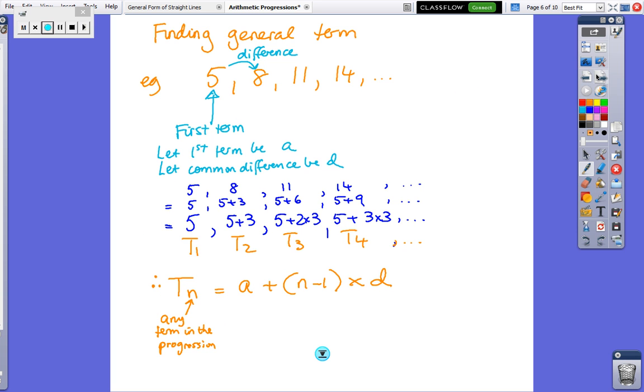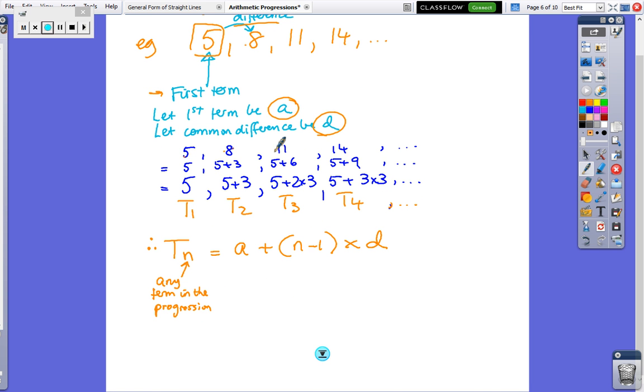Okay, so what I'm going to do is generate the formula. The first number is called the first term and we call that A. And the difference between the numbers, we're going to call that D. Okay, so I'm going to just be patient and we'll have a look. In the pattern 5, 8, 11, 14, we've got 5, 5 plus 3, 5 plus 6, 5 plus 9, which gives you the numbers 5, 8, 11, 14. But instead of doing 3s, 6s and 9s, I have a 3, I have 2 3s, I have 3 3s, etc. And here's how we get the pattern.